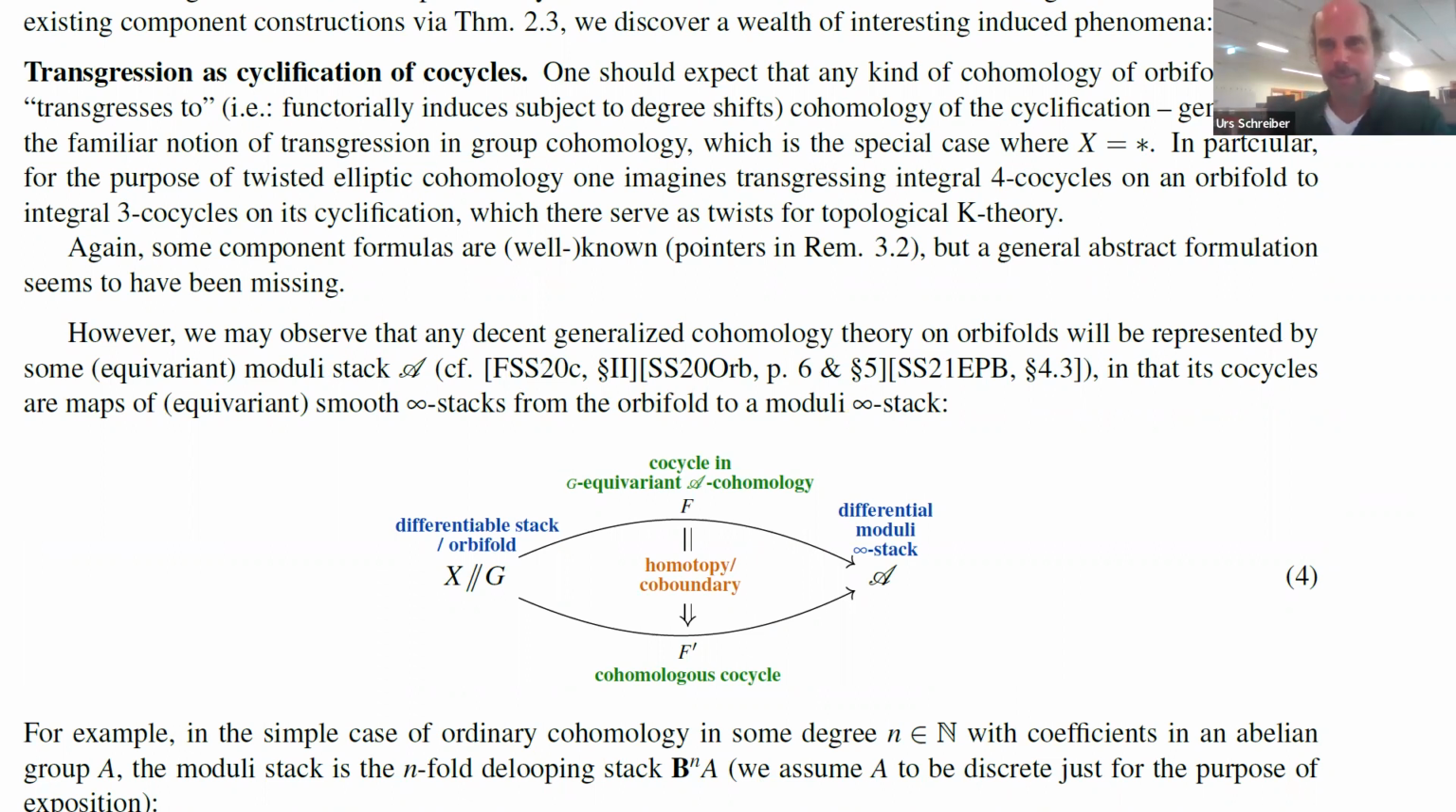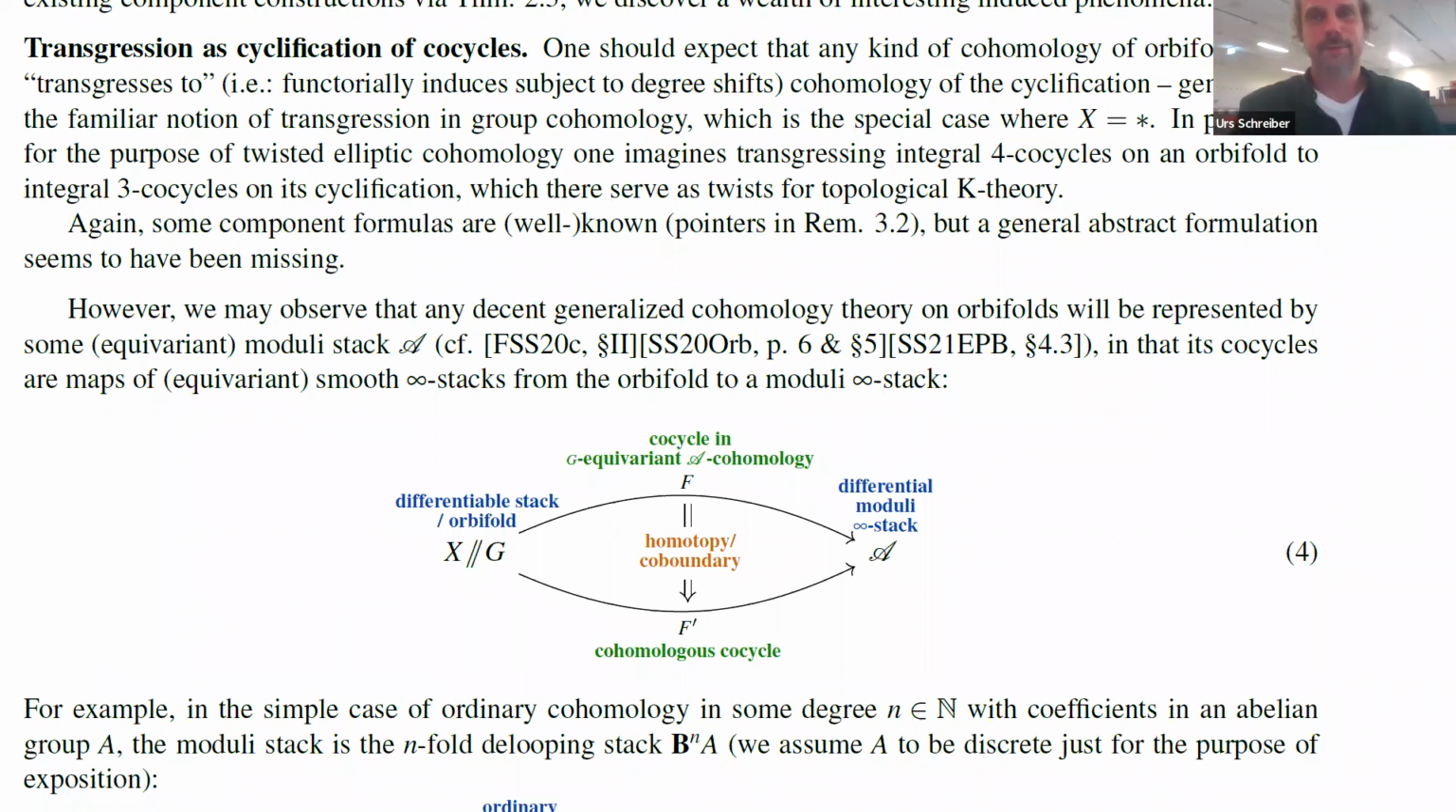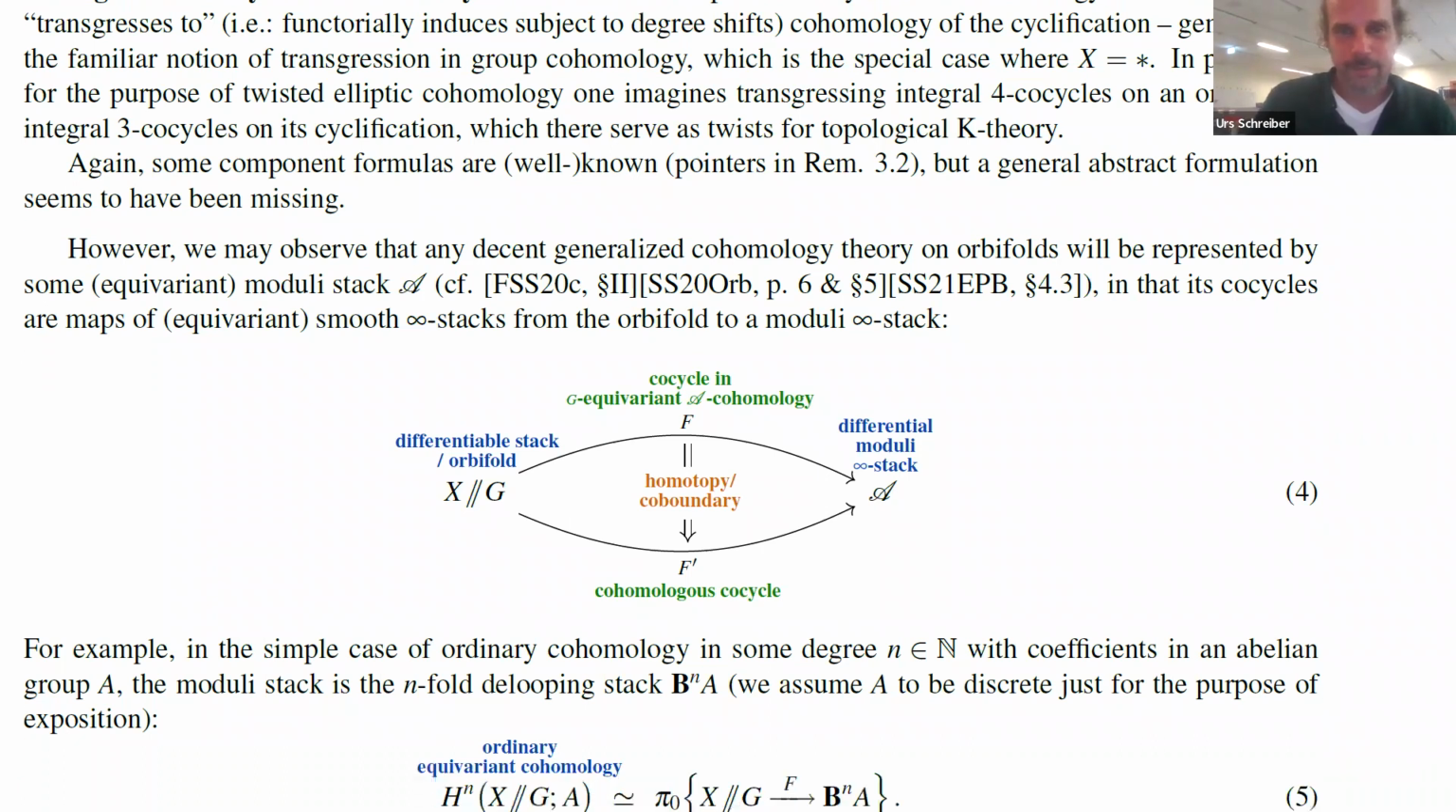But what I do want to do now is point out what we gain. So the claim now is, we have this abstract formulation of the extended inertia orbifolds. Does it give us anything? Do we learn anything? And I think we learn a whole lot, and I want to amplify this a bit.